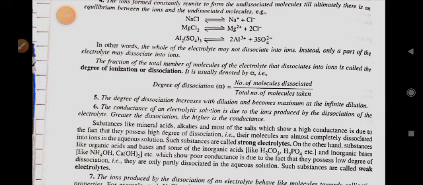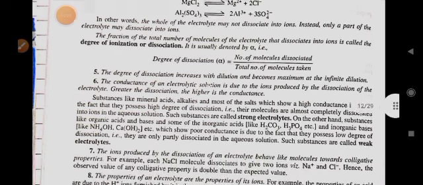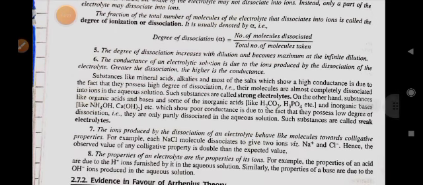The fraction of the total number of molecules of the electrolyte that dissociates into ions is called the degree of ionization or degree of dissociation. It is usually denoted by alpha. That is, degree of dissociation is equal to the number of molecules dissociated upon the total number of molecules taken. The degree of dissociation increases with dilution and becomes maximum at infinite dilution. The conductance of an electrolytic solution is due to the ions produced by the dissociation of the electrolyte. The greater the dissociation, the higher is the conductance.